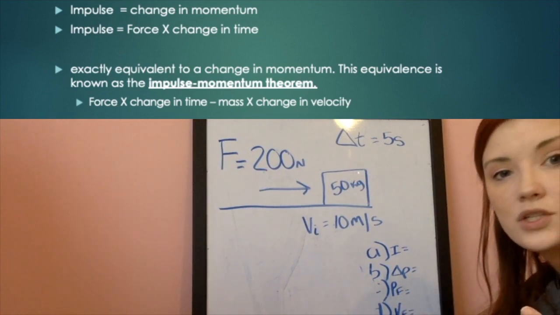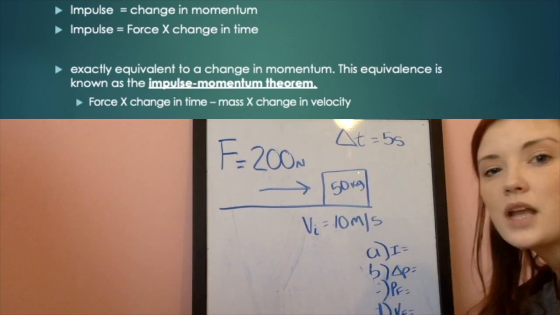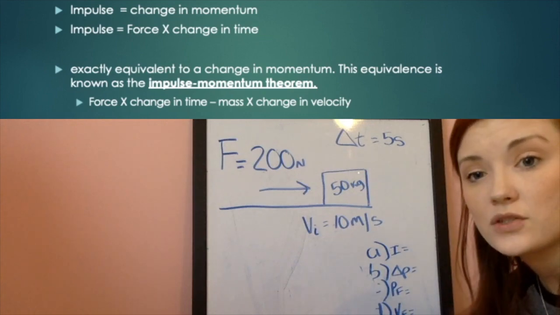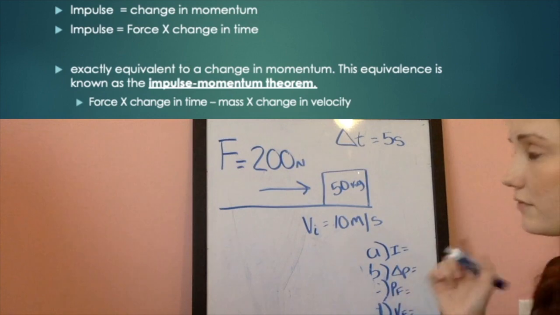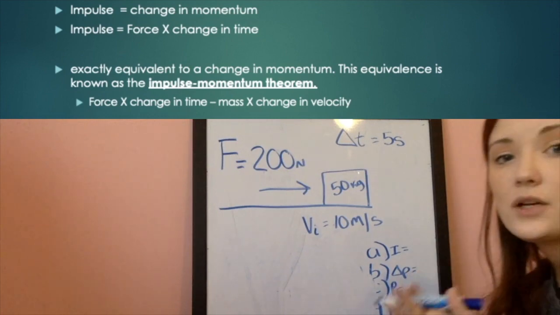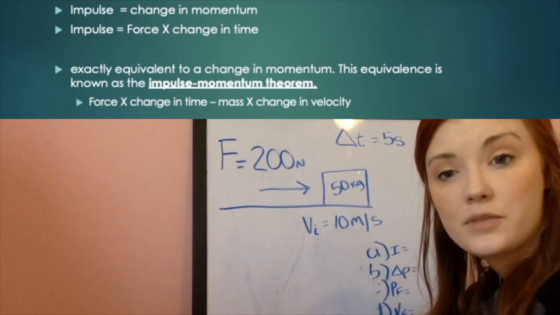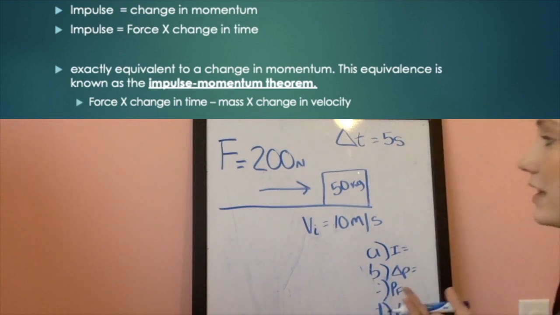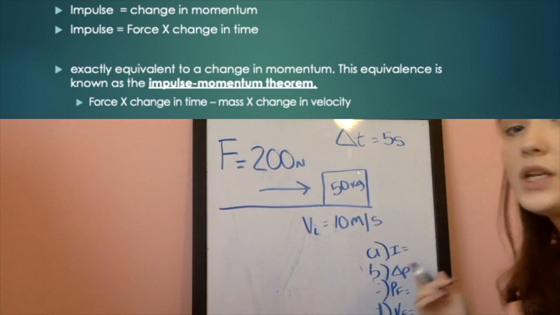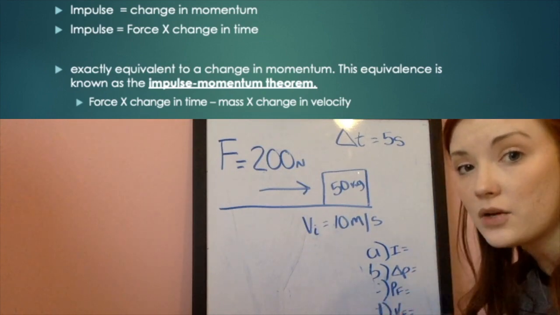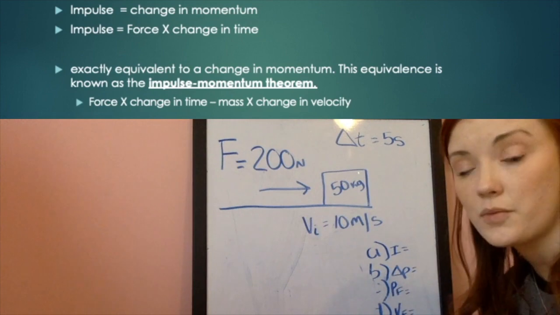So I'm going to go ahead and get started. Based on our slide that we talked about in our impulse intro, which if you haven't watched those videos, you need to, we know that impulse is equal to a change in momentum. It's also known as force times change in time. With our impulse momentum theorem, we know that impulse is exactly equivalent to our change in momentum.